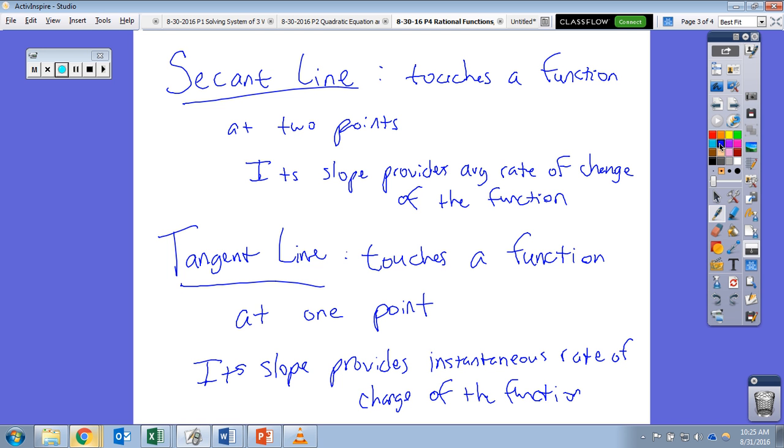So, where we left off last time was talking about the secant line versus the tangent line. A secant line touches a function at 2 points, and a tangent line touches a function at 1 point. So the slope of the secant line provides the average rate of change of the function between 2 points, and the slope of the tangent line provides the instantaneous rate of change of the function.